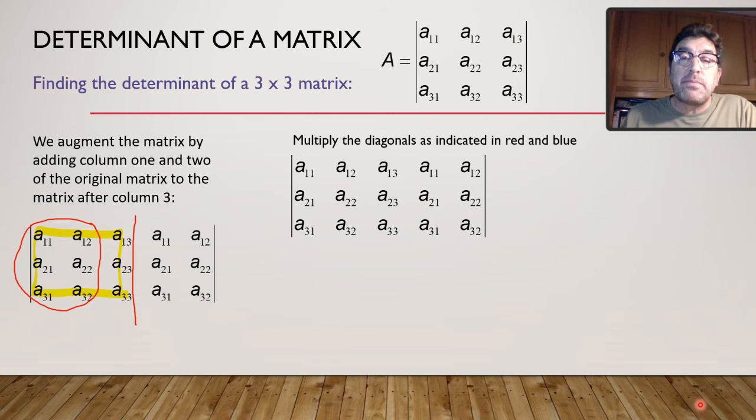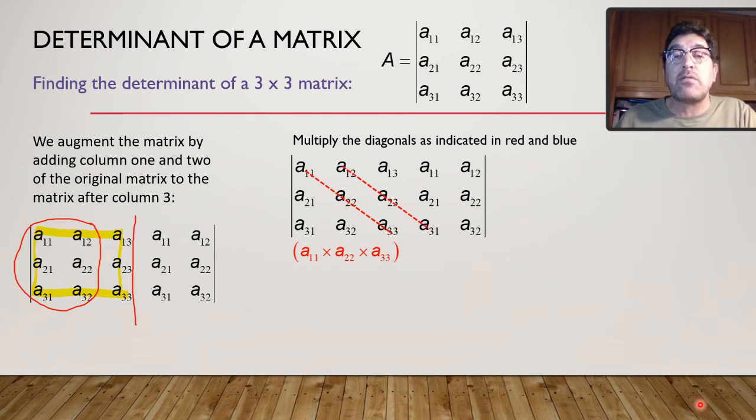Okay, so we multiply the diagonals as indicated in red and blue, starting at A11. So what am I doing there? I'm going to take A11 and multiply it with A22 and A33. That's the first number that I'm going to calculate. Then the next number I'm calculating is the product of the diagonal formed by looking at the next entries. Okay, and what do I do with the 2?